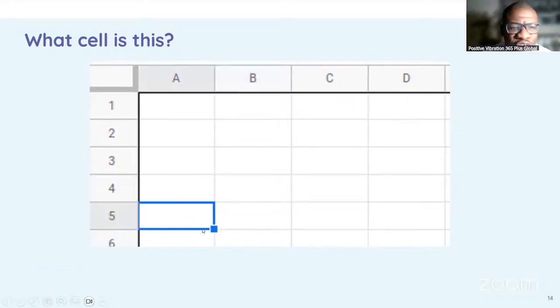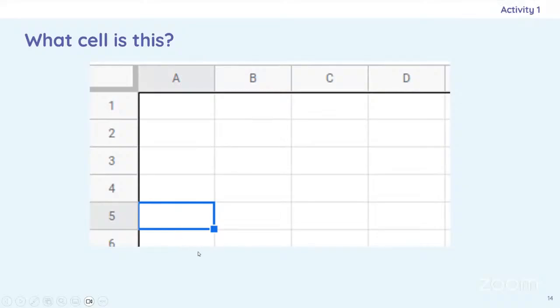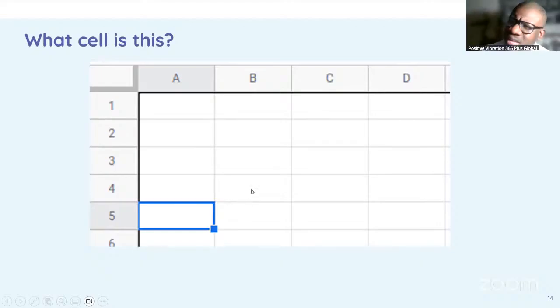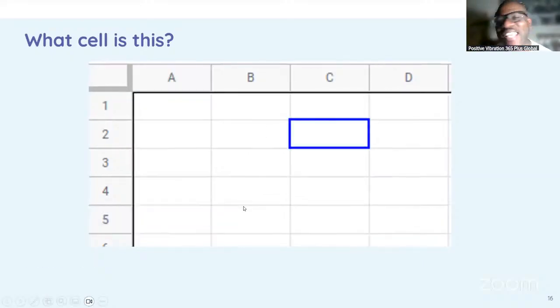All right. Katrina, how about you? Tell me which cell this is. A5. Very good. You see, nobody says 5A. Nobody says 4B. Be proud of yourself. Let's move on to the next one.